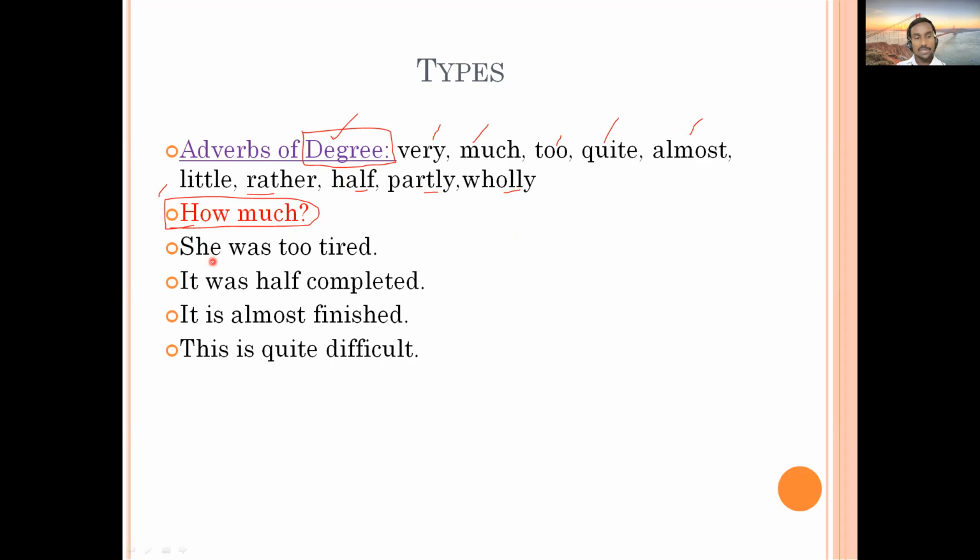And see some examples here. She was too tired. Which is the adverb of degree? The word too. How much? Too tired. It was half completed. How much? Half completed. So half is an adverb of degree. It is almost finished. How much? Almost finished. This is quite difficult. किती अवघड? खूप अवघड. So the word quite is an adverb of degree. Any questions here about degree?